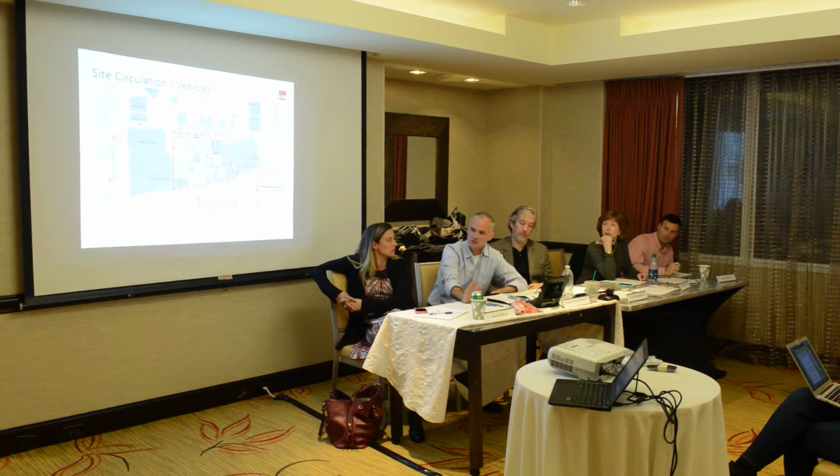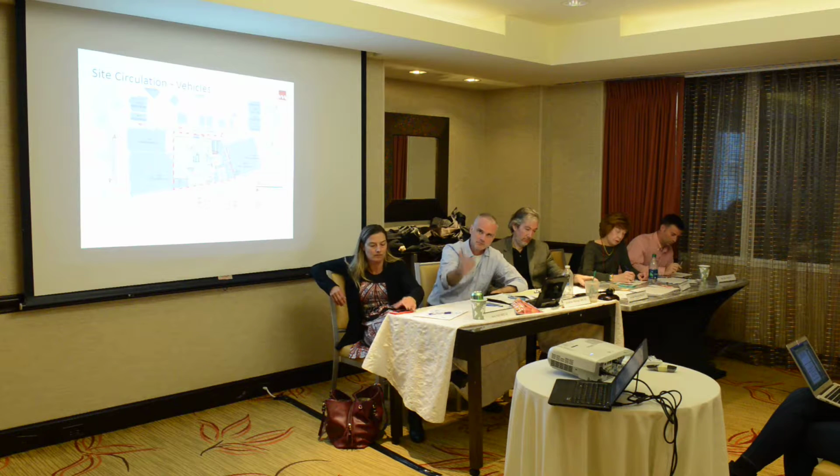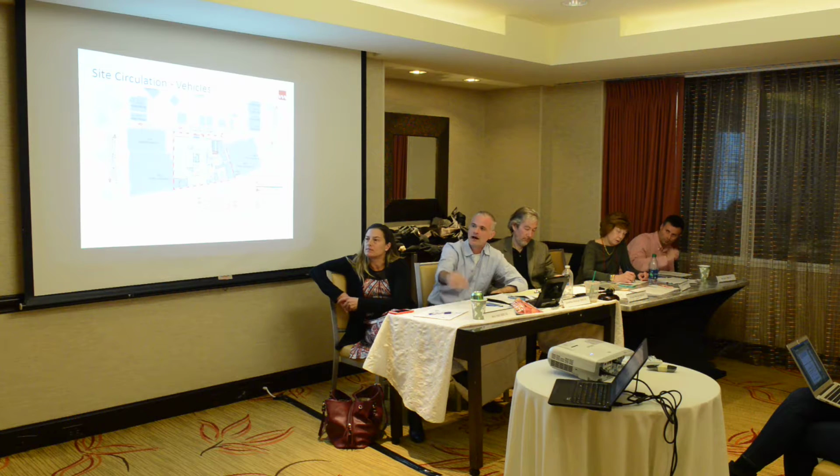Do me a favor, quickly walk me through how you got to the FAR you're at now. So you started with a MU7, you started with whatever, and you got to 4.8. How'd you get beyond 4.8? That's my question. So 4.8 is with the IZ.